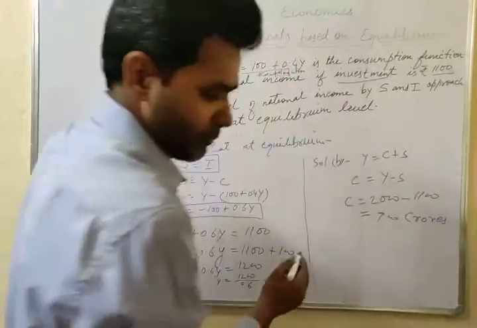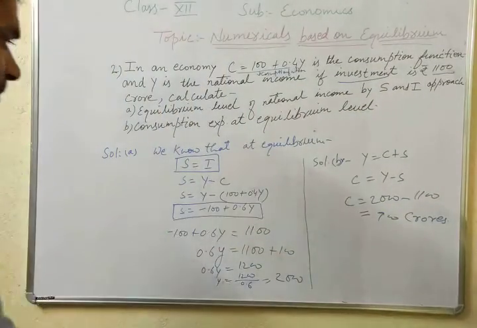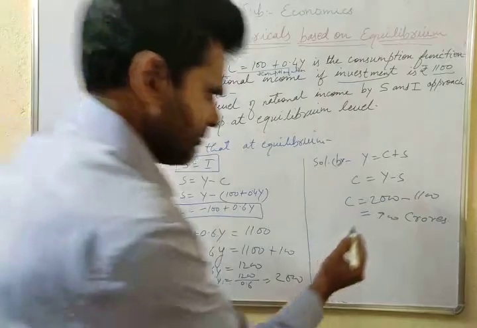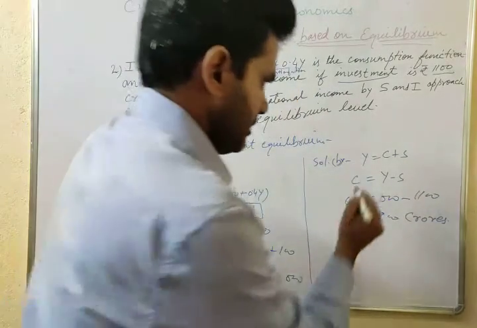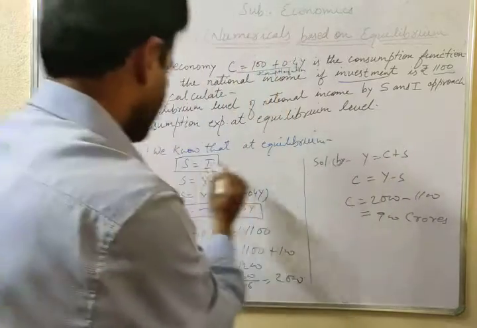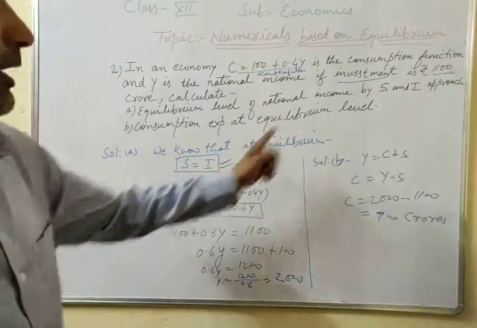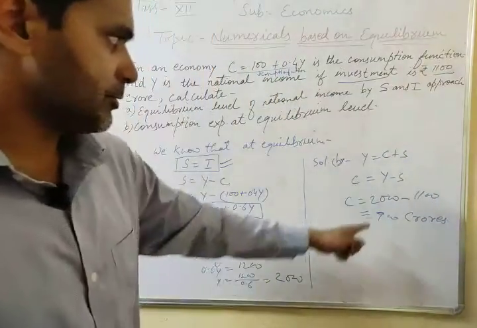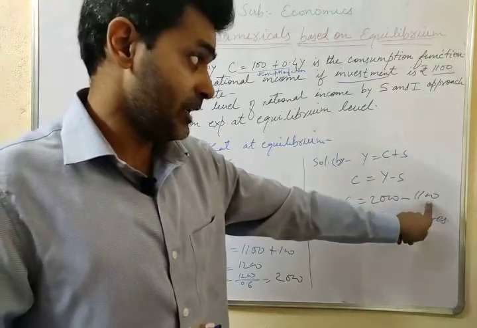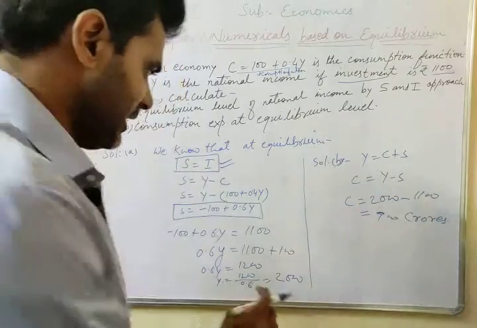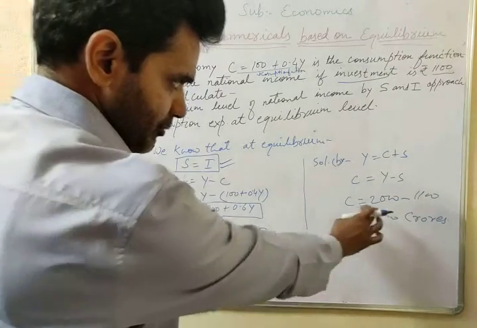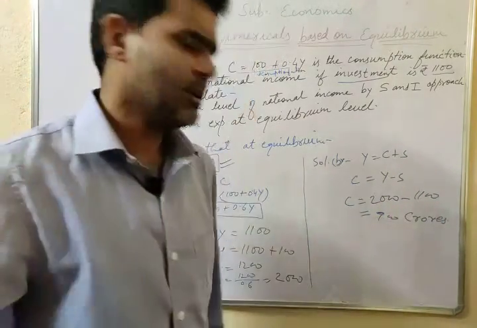This is how we calculate C, or consumption expenditure, at equilibrium level of income. At equilibrium level of income, S is equal to I. This we know. So I is given 1100, so we assume that S will also be 1100. So C will be equal to Y minus S. Y we have calculated over here. So 2000 minus 1100, it becomes 900.